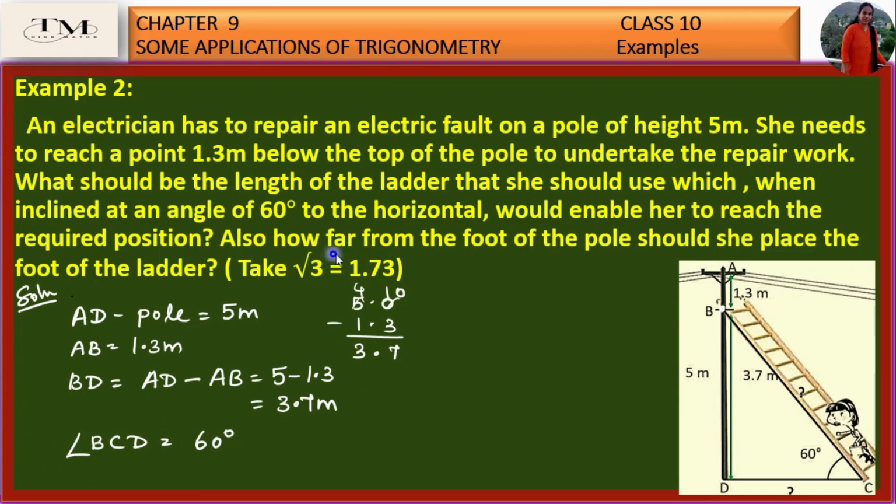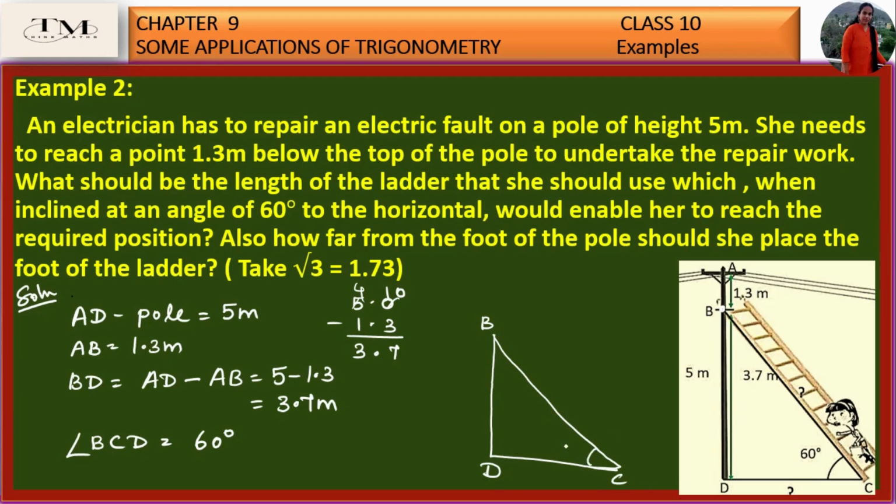Now what all is asked? How far from the foot of the pole? So this D point is the foot of the pole. Should she place the foot of the ladder? So the distance between C and D is asked. Also they are asking for the length of the ladder, which is BC. Now we will form the right angle triangle. So this is the right angle triangle. We need only BDC. So in this right angle triangle, A is not needed.